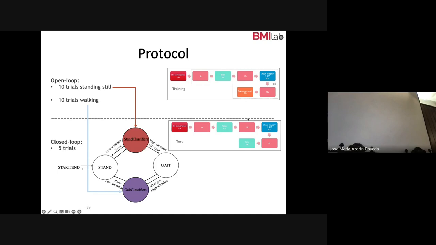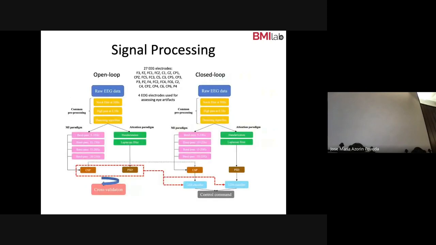And in this case, the person performed the motor imagery, and during the motor imagery, the exoskeleton was controlled by the BCI only if the attention level of the user and the motor imagery were detected in the right way.